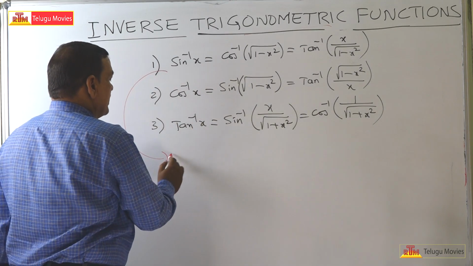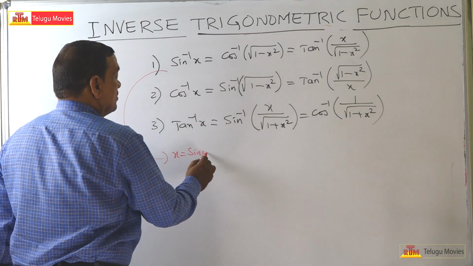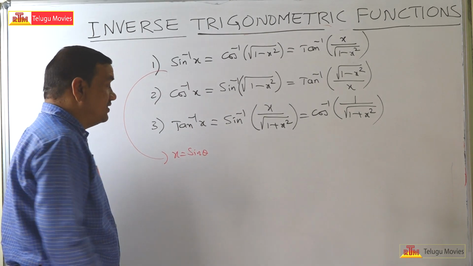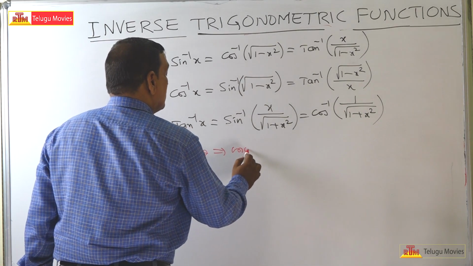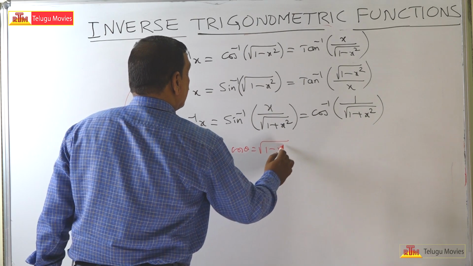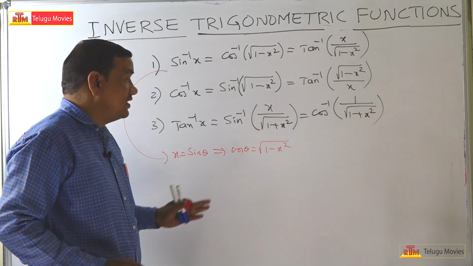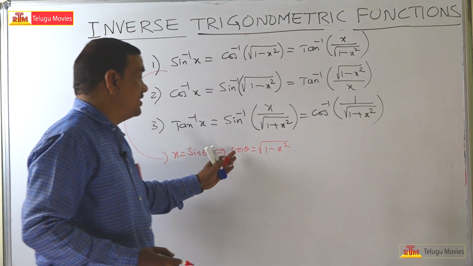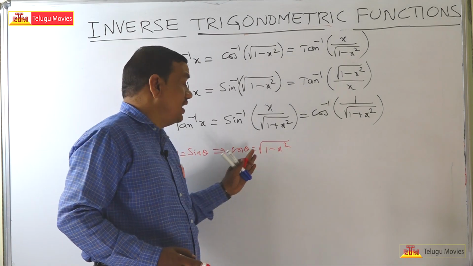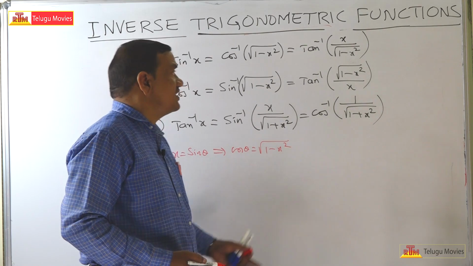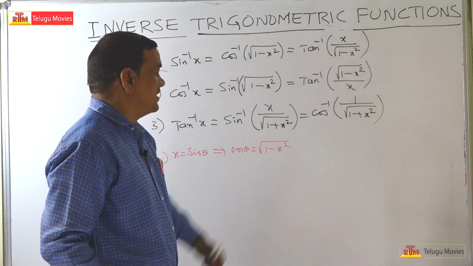Here, if we put x is equal to sin theta, then this implies cos theta is equal to how much? Root of 1 minus x square. You know how to do that. Why? Because sin square theta plus cos square theta is equal to 1. Therefore, cos square theta is equal to 1 minus sin square theta, so cos theta is equal to root of 1 minus x square. There you got root of 1 minus x square.